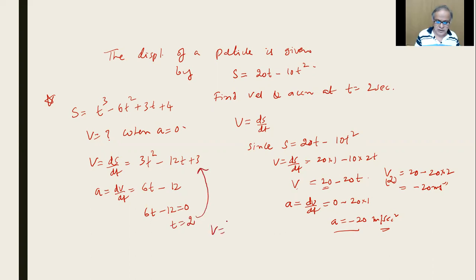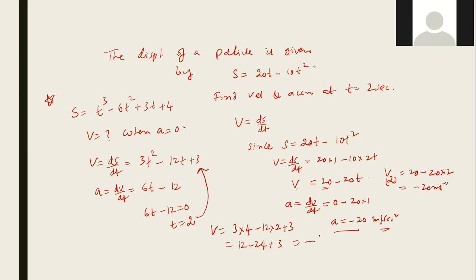So v equals 3 into 2 square, 4, minus 12 into 2 plus 3. So 12 minus 24 plus 3. So how much is this? Minus 9. So you told something. Mistake, sir.